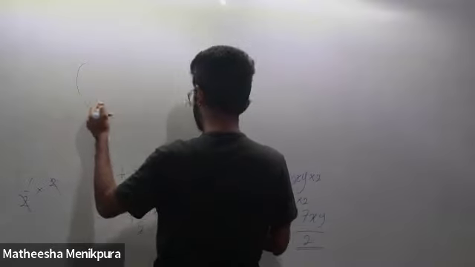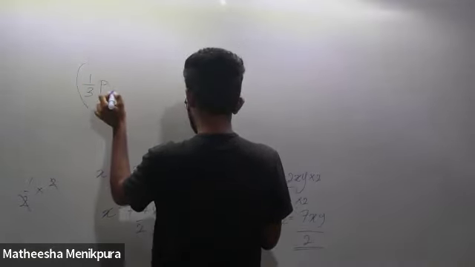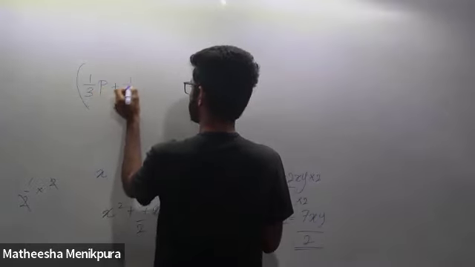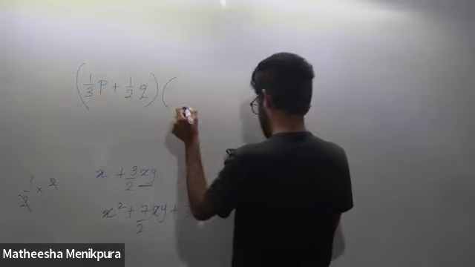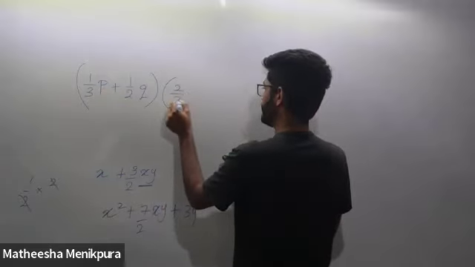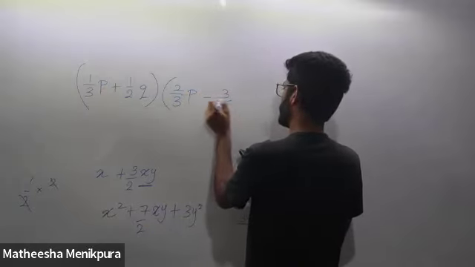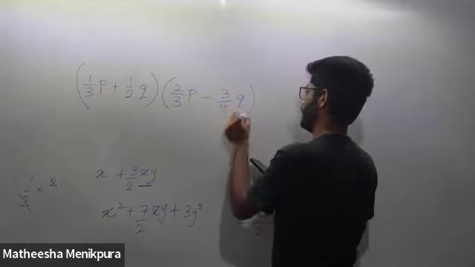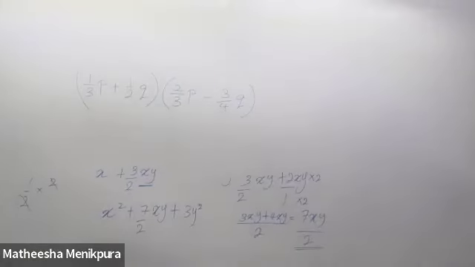Okay, try this one. After that, we'll move to the next part. 1 over 3p plus 1 over 2q, multiplied by 2 over 3p minus 3 over 4q. Yes, give it a try.